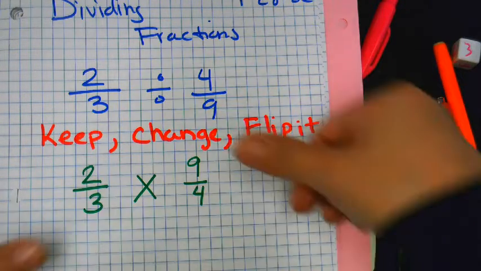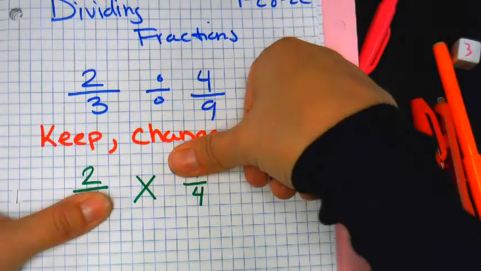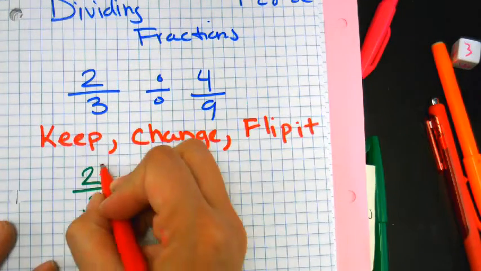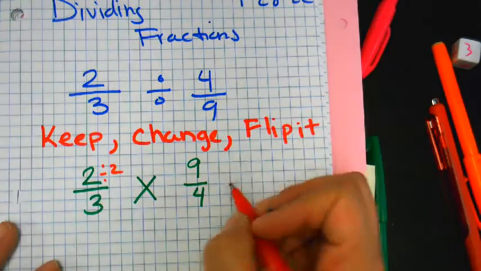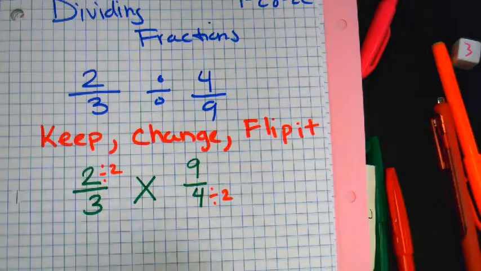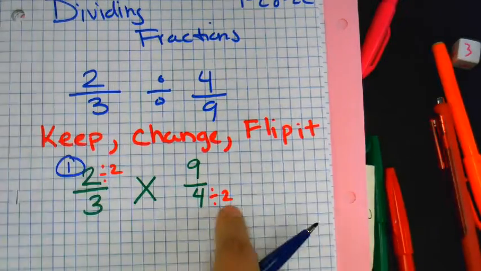So let's look at the corners, 2 and 4. What can you divide 2 and 4 by? 2. Okay, so everybody divide by 2, tell me an answer. 2 divided by 2 is 1, 4 divided by 2 is 2. Okay, 2 divided by 2? 1. 4 divided by 2? 2.